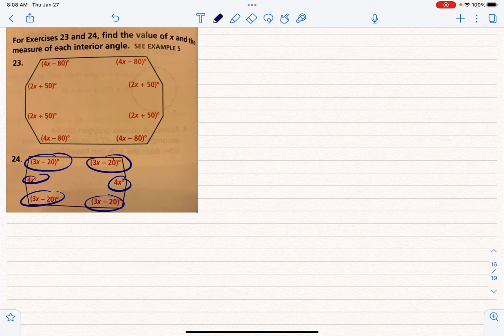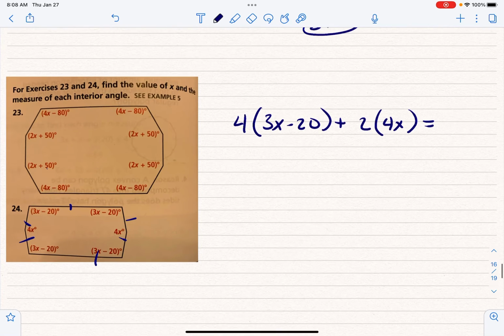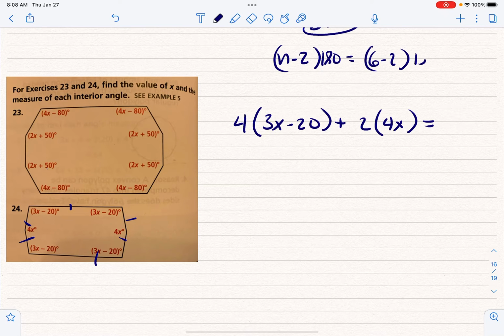You could kind of go, well, I've got 4 3x minus 20s plus 2 4x's, and I set that equal to my total. Now we got to check and see how many sides it has. If it's got 6 angles, it's got to have 6 sides. 1, 2, 3, 4, 5, 6. So we go, okay, n minus 2 times 180 is equal to 6 minus 2 times 180, which is 4 times 180, which is 720. And that number goes right here.